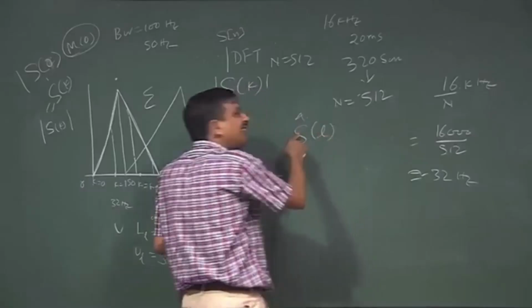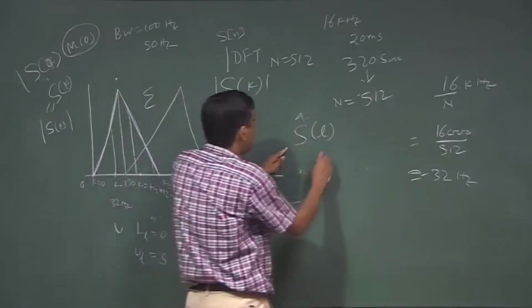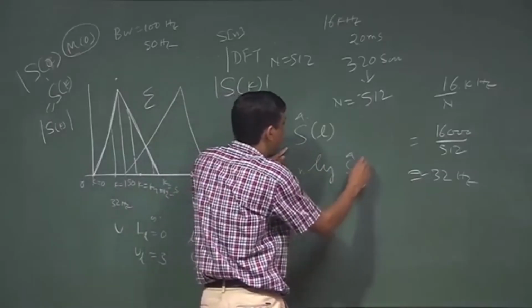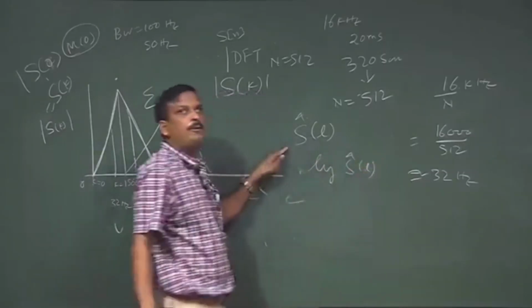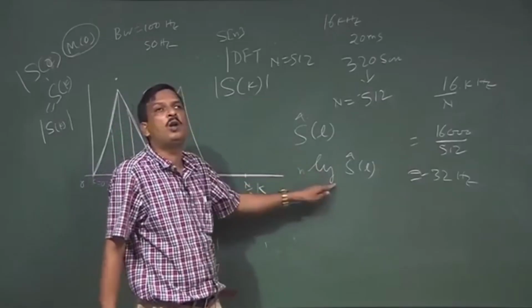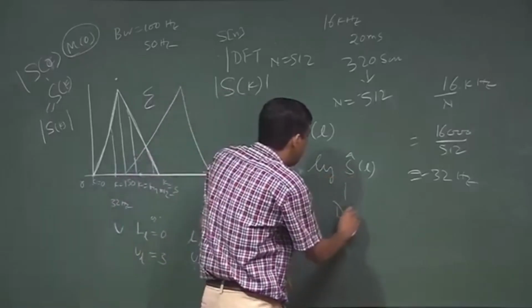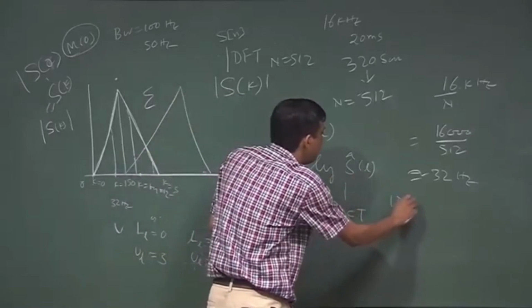which is the mel scale spectrum. Then I can take the log of S cap L, because the cepstral coefficient has to be calculated using homomorphic decomposition, which requires the log. So, the log of S cap L, and then I take the DCT instead of the IDFT.